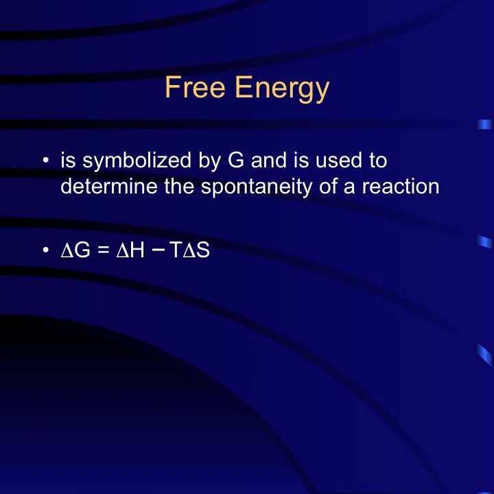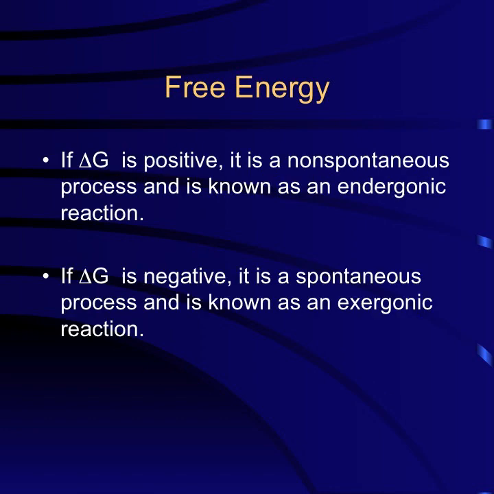Now your units are very specific here. The delta H units were kilojoules once we divided out the moles, but the delta S units were joules per Kelvin. So that means your delta S units need to be changed to kilojoules per Kelvin, and your temperature has to be in Kelvin. So let's take a look at what we can get from calculating delta G.